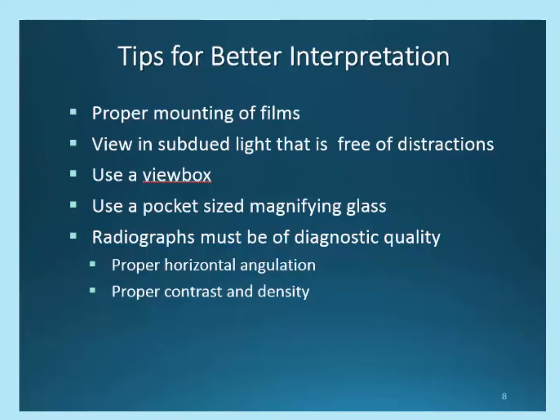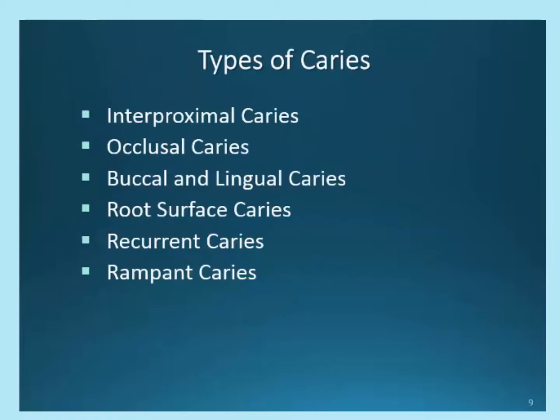Two important techniques to remember are horizontal angulation and proper contrast and density. I realize these 2 concepts are always repeated and that may seem redundant at times, but they are truly what makes bite wing radiographs so useful. There are many types of caries, or should I say many areas for the occurrence of caries. We will cover these areas in detail.